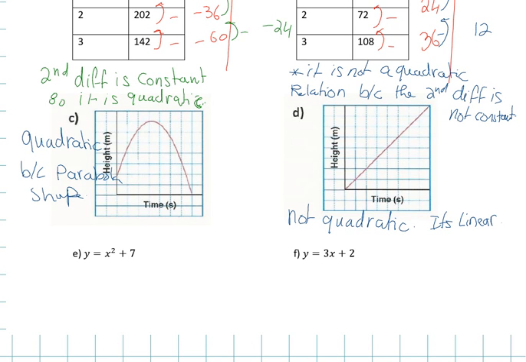What can you tell me about y equals x squared plus 7? That's quadratic. Why? Because it has a degree of 2. And is f quadratic or not? No, not. What is it? Linear. It has a degree of 1. That's true.